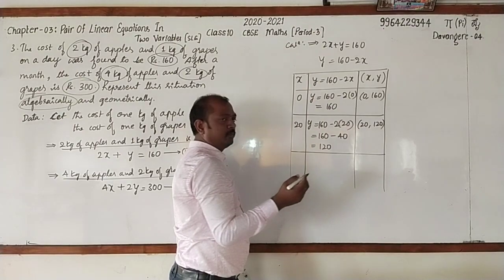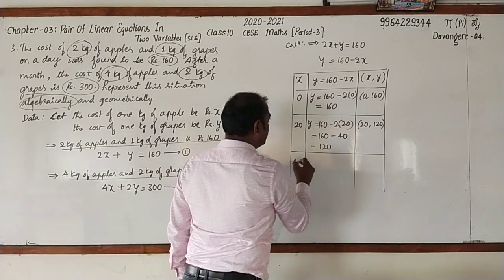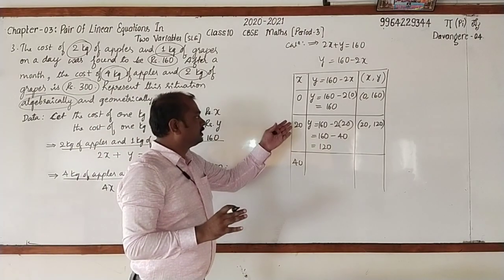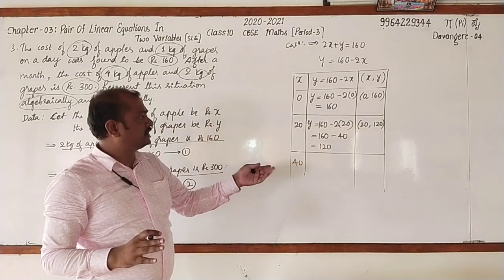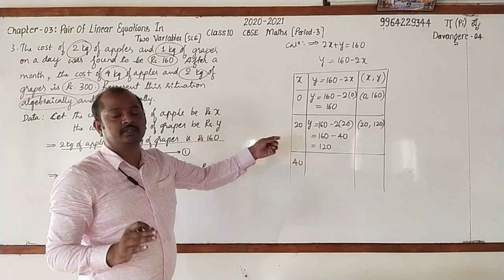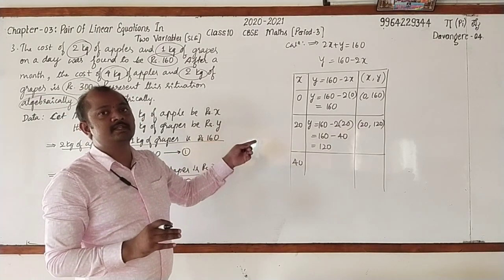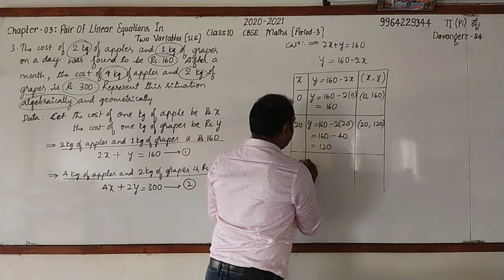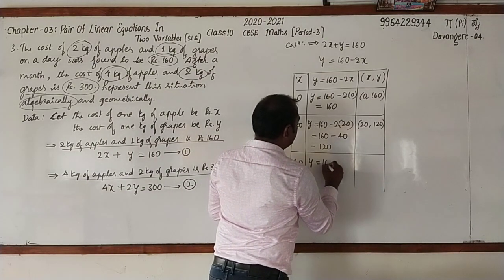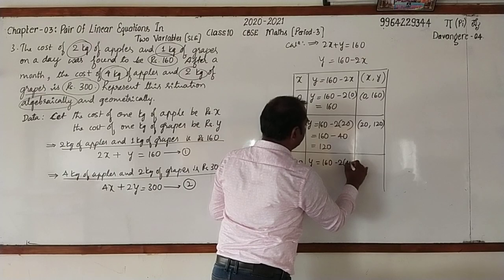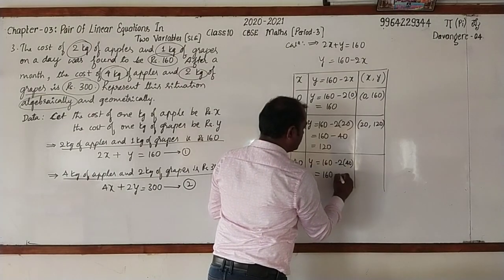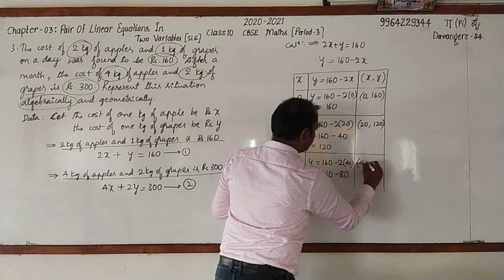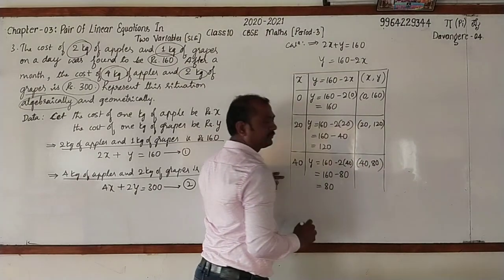Let's go for one more. You may take 40. I've already told you 10, 20, 15, any number can be taken. So I've been taking whole numbers. The reason is it will be easier for locating the points in the graph. 40 is there. Here y is equal to 160 minus 2 into 40. It is equal to 160 minus 80. It is equal to 80. So 40 comma 80. Clear?